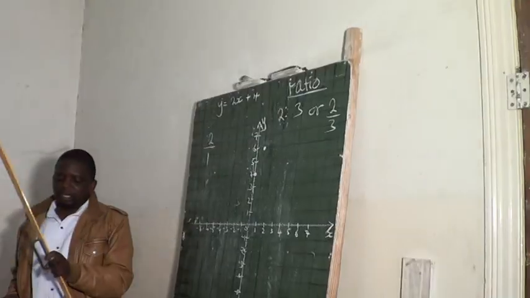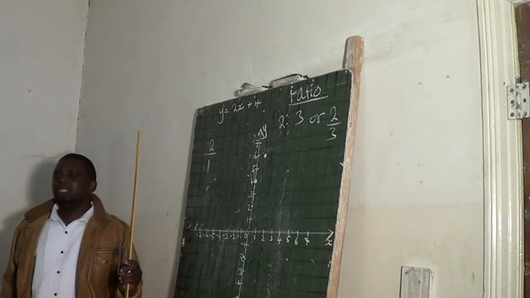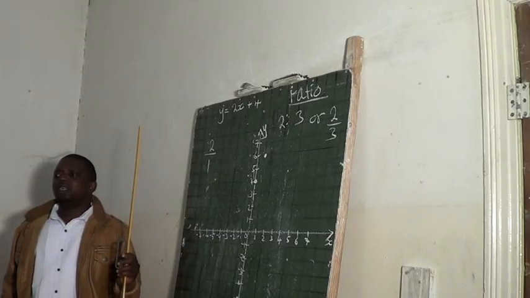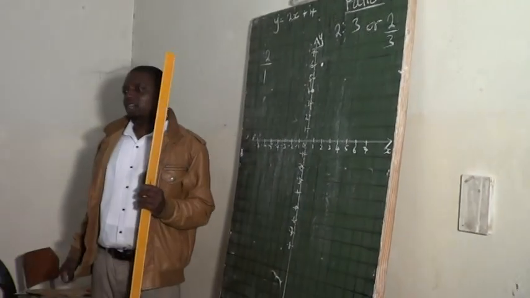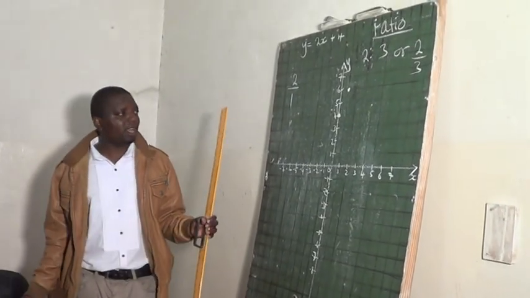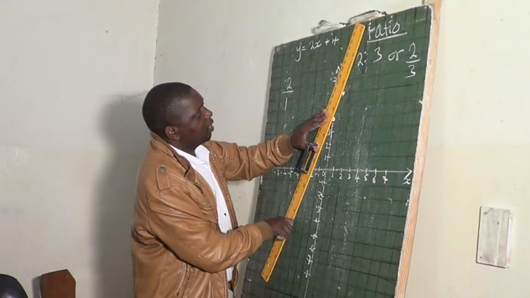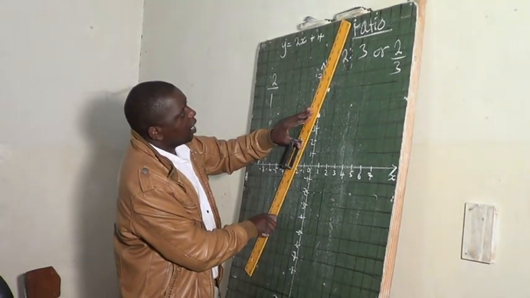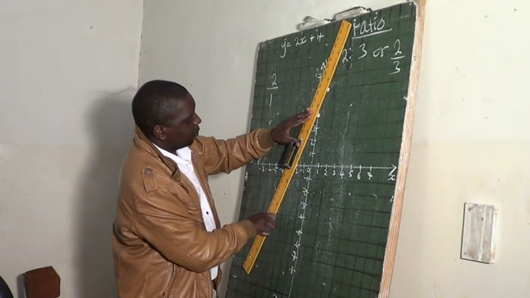The definition for a line is a series of points joined together. So if you join these 2 points, they will give you a line. That's how we come up with the line.